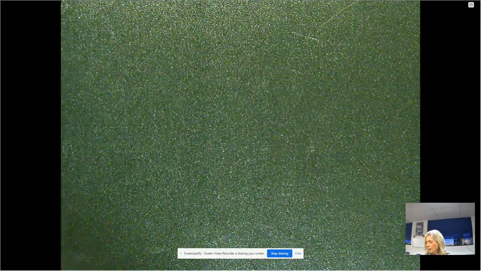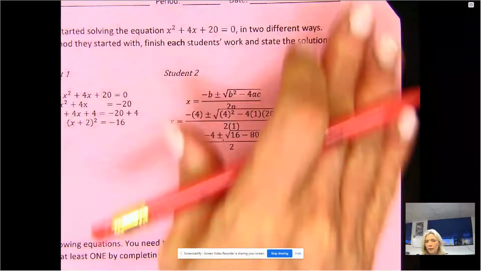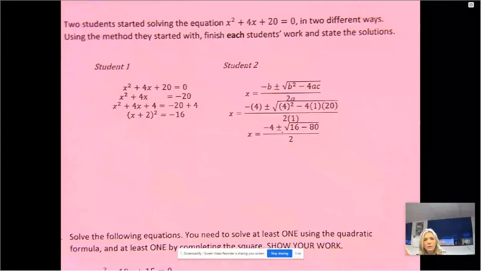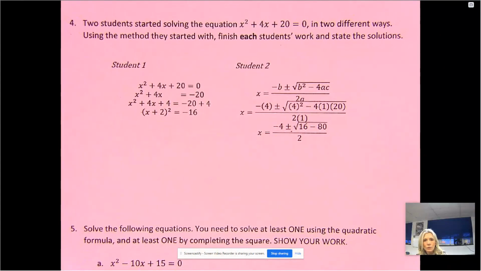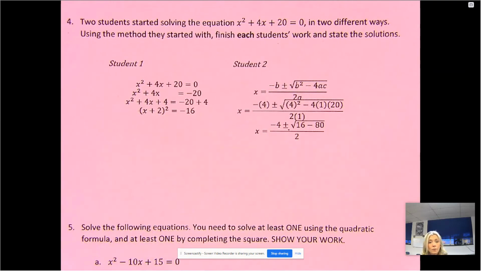All right. Number 4 on the back side has, we have to solve or look at someone's work where they have solved two different equations, finish each student's work and state the solutions. So student number one has used the completing the square process, and student number 2 has used the quadratic formula. So we're just going to pick up on their last step.